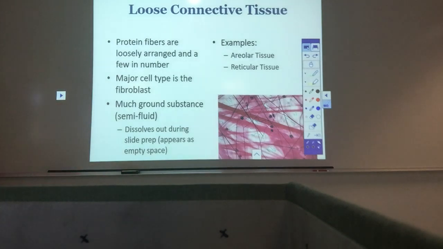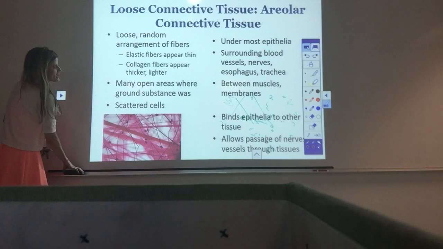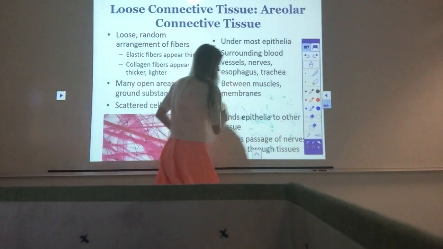Let's look at the specific types. So this is areolar tissue. Okay, it's the same picture we were just looking at. That picture is of areolar tissue.